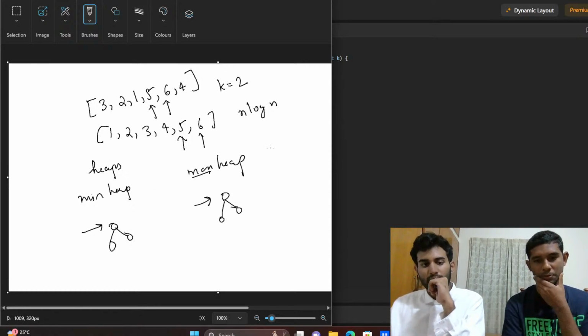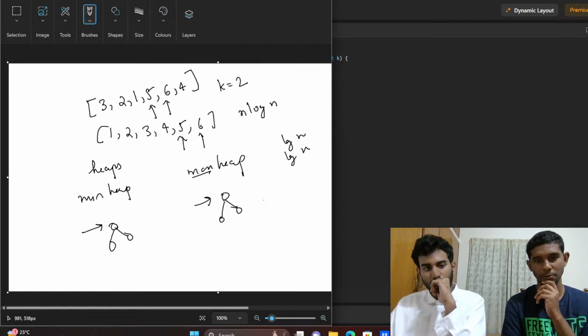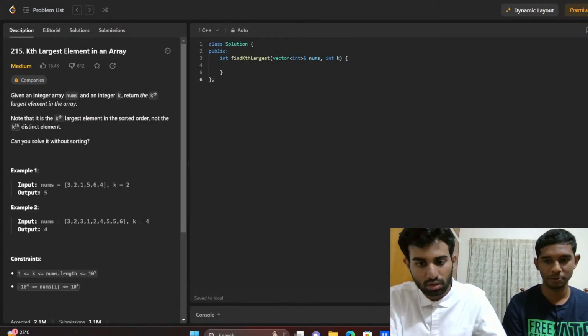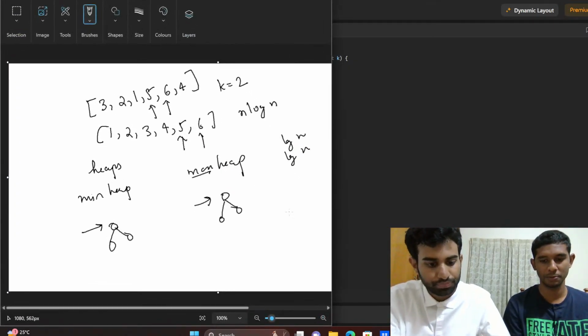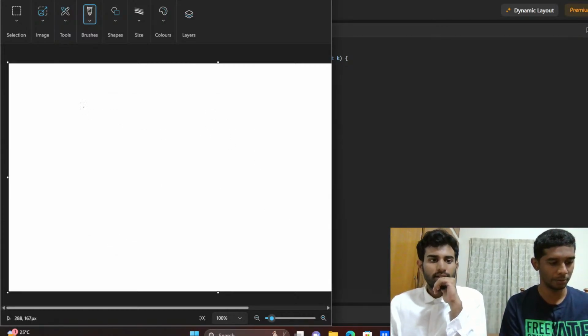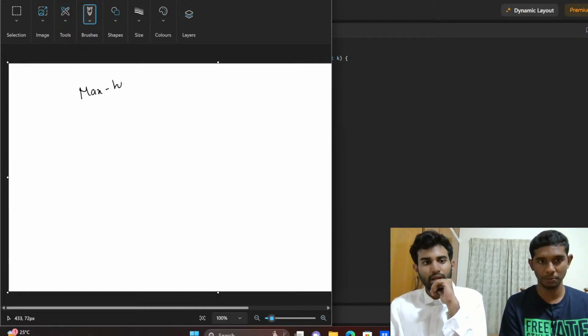The property that's maintained is that these heaps have log n for insertion and log n for deletion because of the balanced tree property that they maintain. So let's look at this approach and how to code this out. Looking at it again, let's look at the max heap approach here. If you want to use the max heap approach, it's really simple.